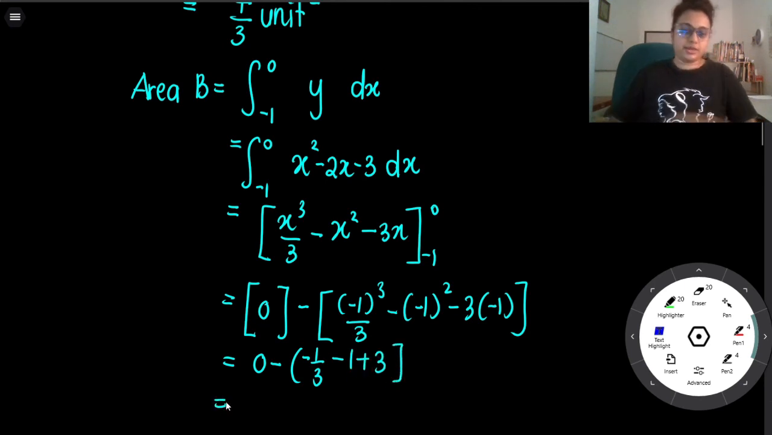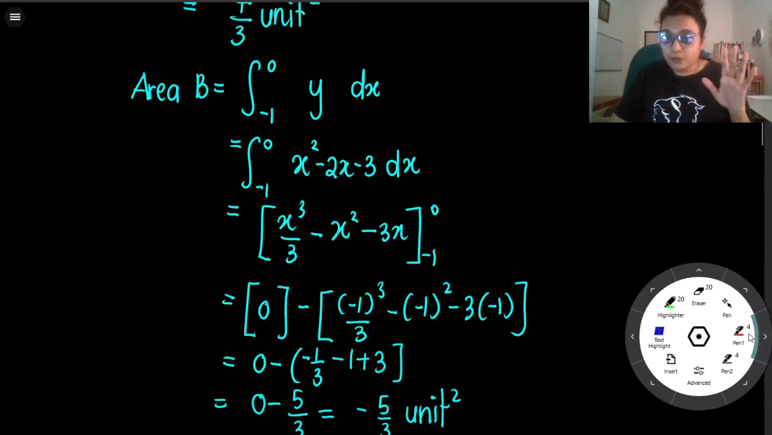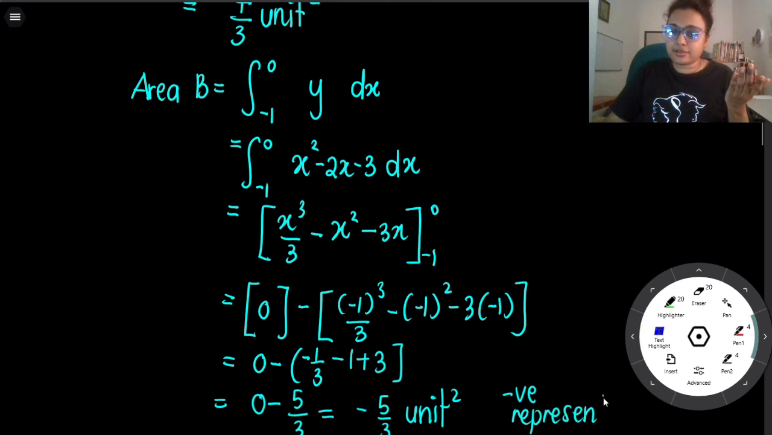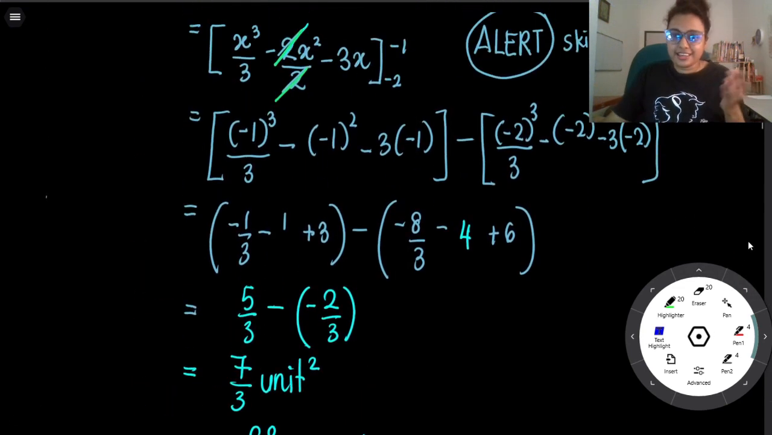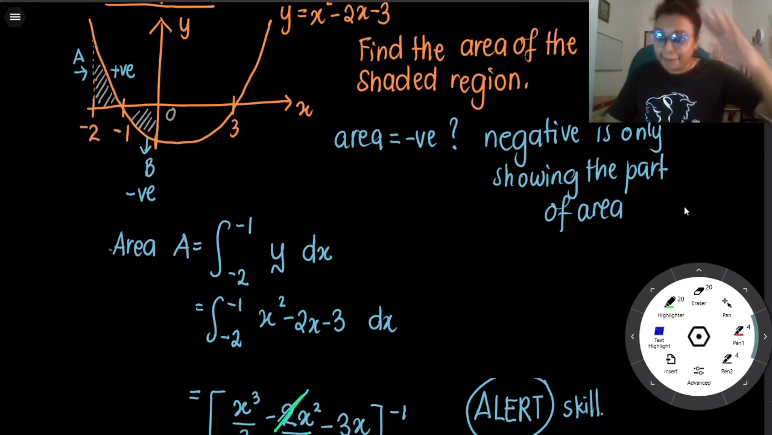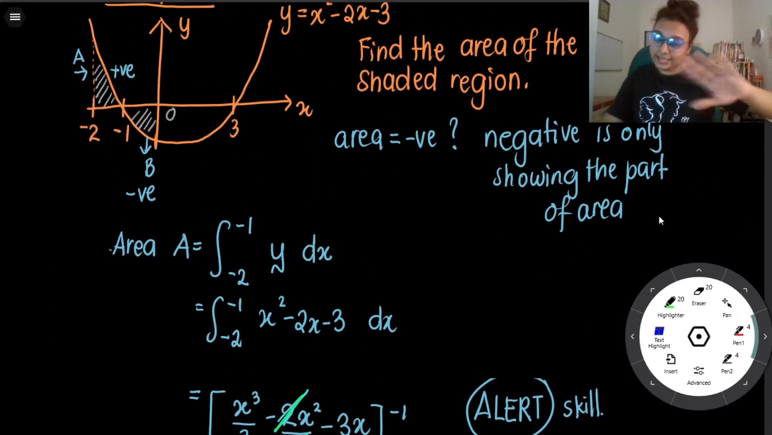So let's see what we get for the back one. Negative 1 over 3 minus 1 plus 3. So I got 5 over 3. Did you guys also get 5 over 3? Hopefully all of us got it. So negative 5 over 3 unit square. But remember what the negative represents. The negative represents the part of the area. Do not take the negative as an answer for the area.